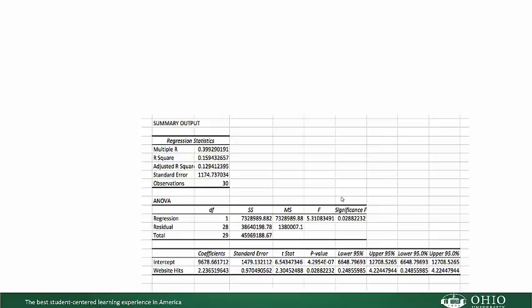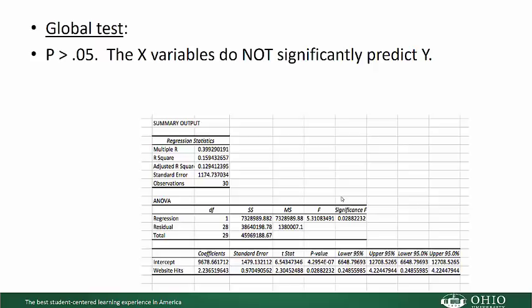This is what output looks like in Excel after you conduct a regression analysis. I conducted a regression analysis for our example of using website hits to predict weekly revenue. When you do the p-value approach for a regression analysis, there's actually two tests. There's two parts to the p-value approach. The first part is known as the global test. If your p-value is larger than 0.05, that means the x variables do not significantly predict y, and you do not move on to the second part. Your question is answered, x does not predict y.